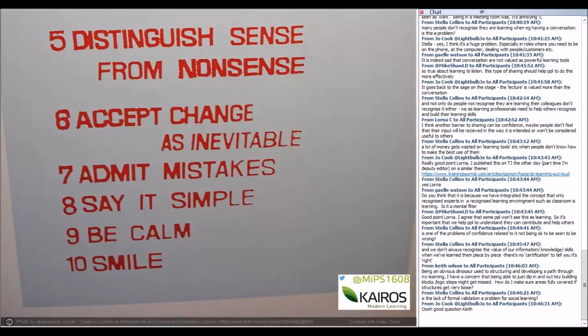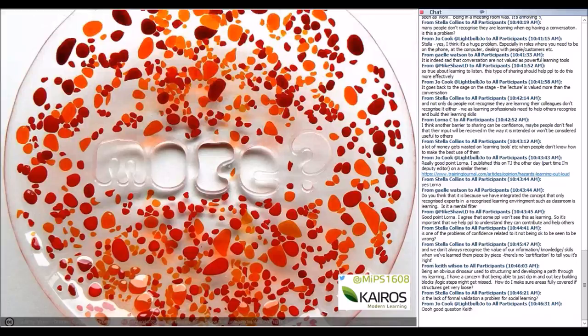Other things that are coming through in the chat are preempting my next slide, which is about what more do you need? What more do you need in your personal journey, in your organisational journey, in order to move social learning into your learning programme agenda? I noticed Keith has asked a question there. Let me just pick on that. Being an obvious dinosaur used to structuring and developing a path through my learning, I have a concern that being able to just dip in and out, key building blocks, logic steps might get missed. How do I make sure areas are fully covered and structures don't get very loose?